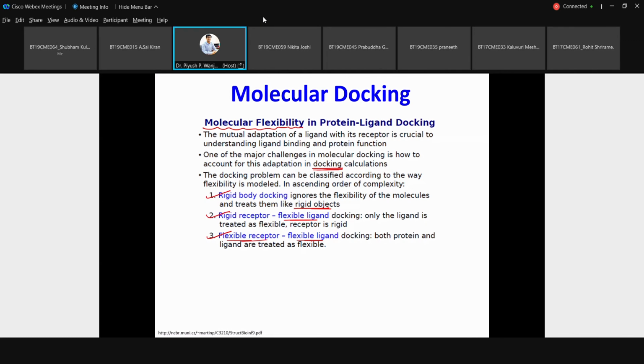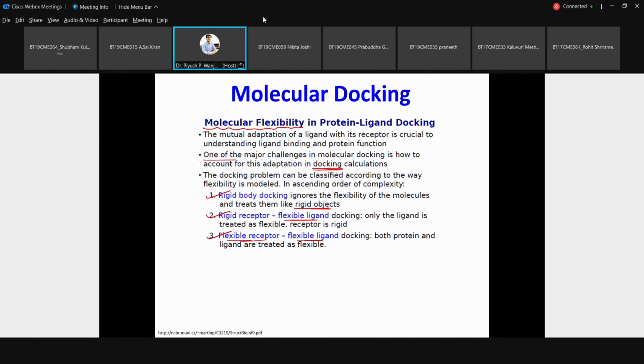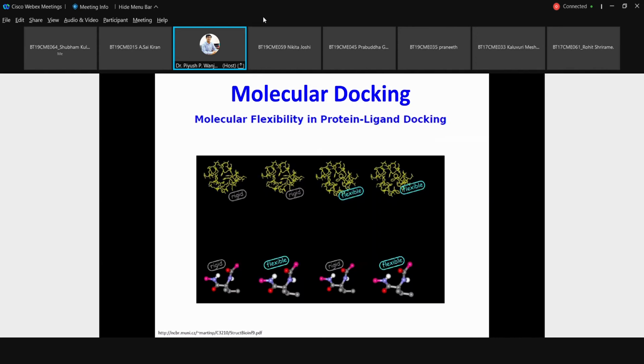So, when you are talking about this concept, this is one of the major challenges for your software, for your calculation. This is going to be the major challenge: how you are going to take into consideration the flexibility. There can be different cases. You have a protein molecule, you have your ligand molecule. Both of them can be rigid, one of them can be rigid and another can be flexible, or both of them can be flexible. So when you are taking into consideration the molecular flexibility, what should be chosen in reality?